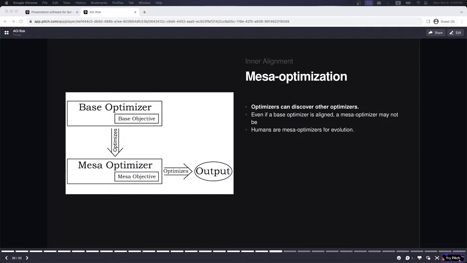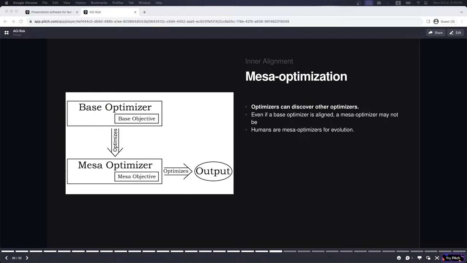The MESA objective should lead to similar behavior as the base objective on the training distribution, but it might not do this off distribution. So a MESA objective is pseudo-aligned. It acts aligned and it looks aligned, but off distribution, it might not be robustly aligned. It might not do what we want it to do in the real world when it's not being trained. MESA optimization is closely related to the problem of deceptive alignment.